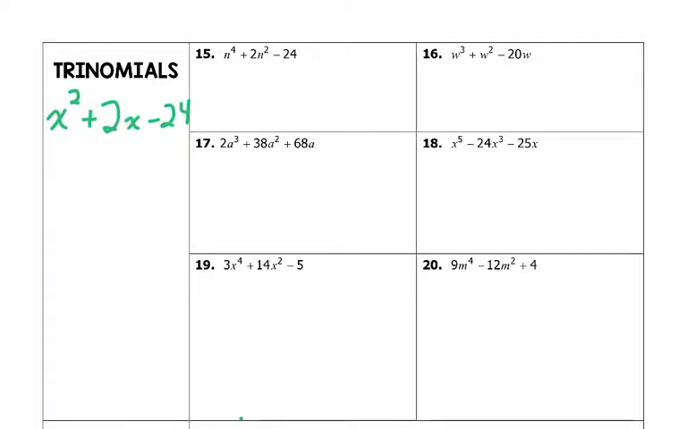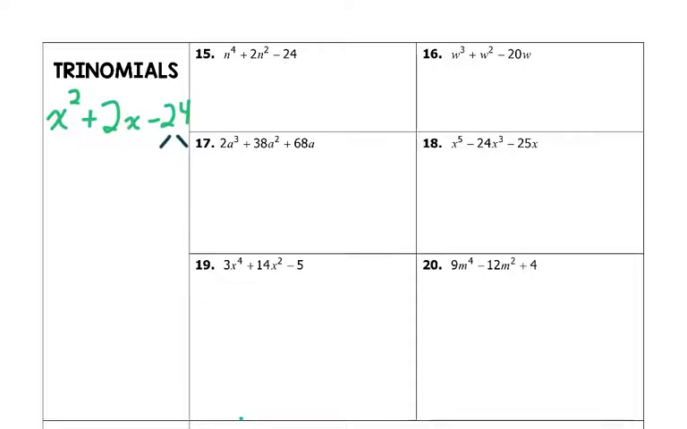So we need to find two factors of negative 24 that when we add them together will equal 2, okay? So let's get back to the basics here, all right? There's negative 24. What are the two factors of negative 24 that when we add them together equal 2, all right? Because B is 2. So factors of C that add up to equal B.